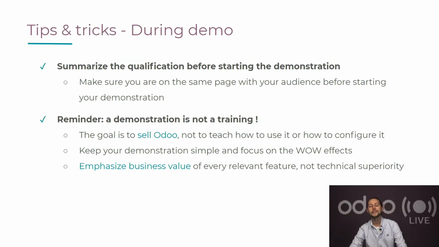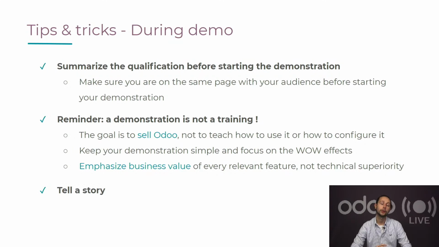Moreover, emphasize the business value of every solution. Again, we are here presenting some functionalities, but we are not there to train them on how to use these functionalities. We are there to show that that specific functionality can make them save a lot of time, can improve their efficiency, can make the process almost fun to do. So that's our goal, and that's where we need to insist. We are not there to prove that Odoo has a higher technical superiority or achieves a more technical level compared to other solutions. That's, again, not our role.